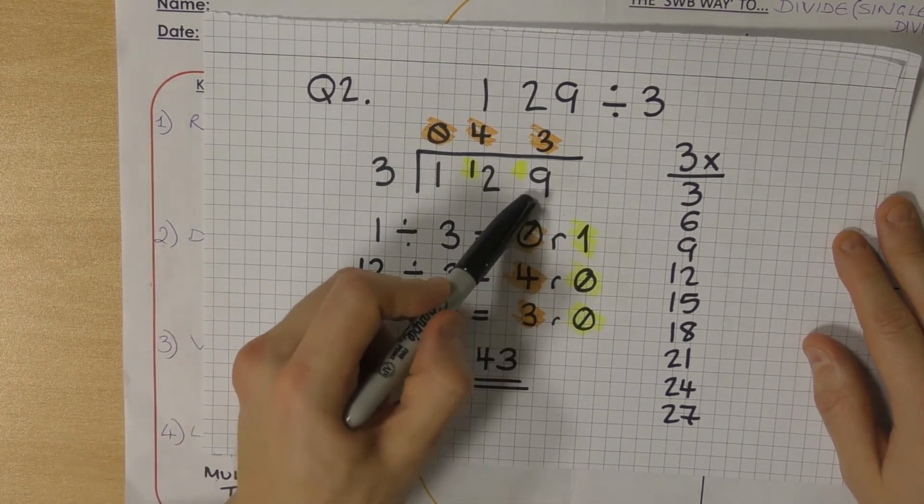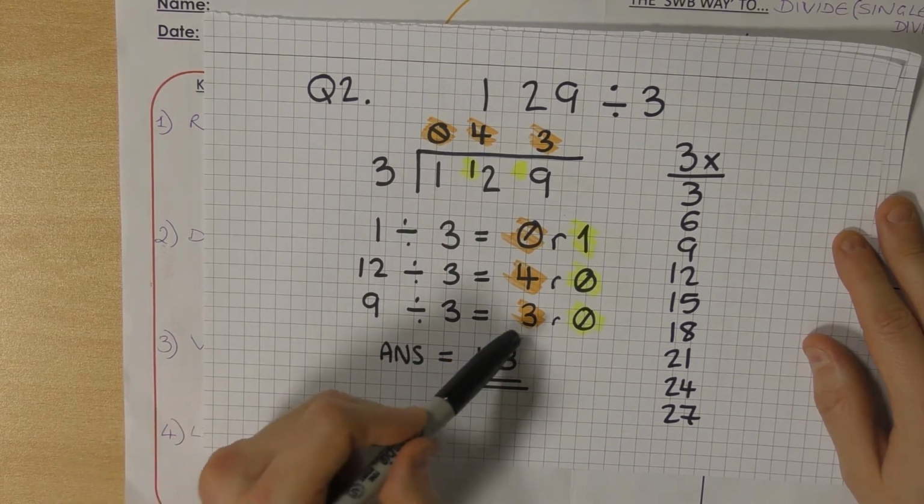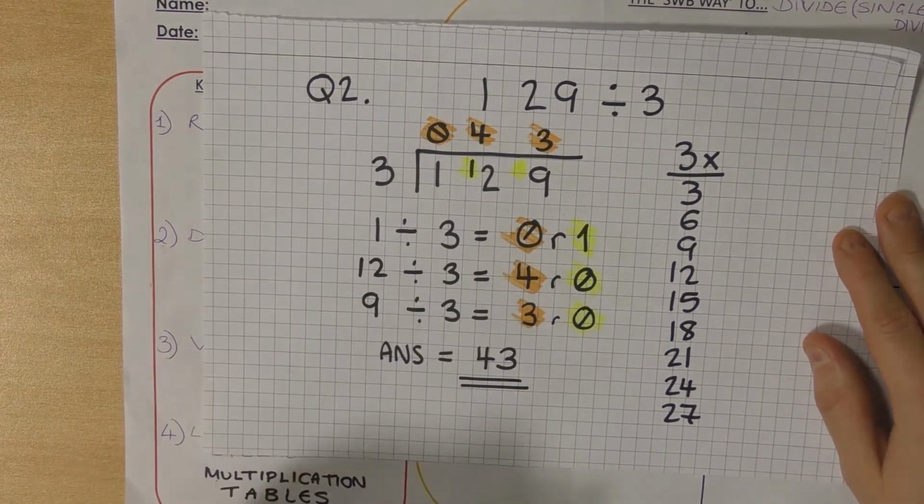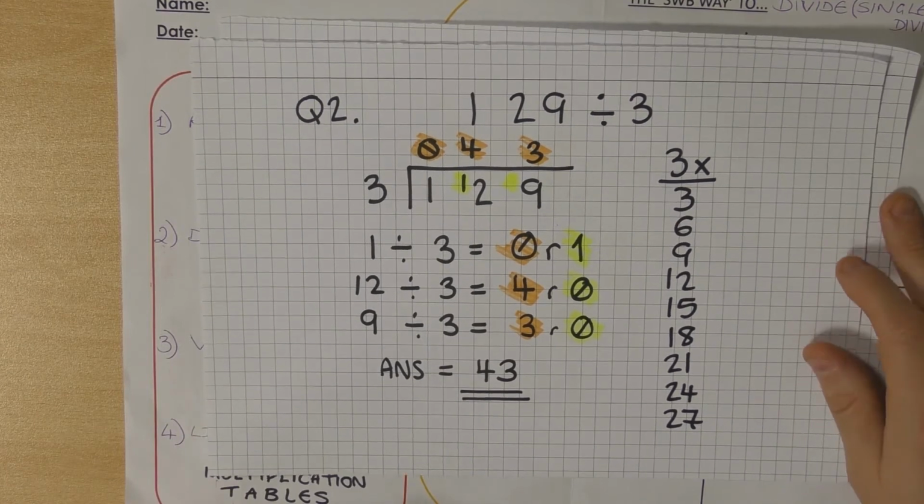I then work out my third column. 9 divided by 3 is 3 remainder none. My answer is therefore 43.